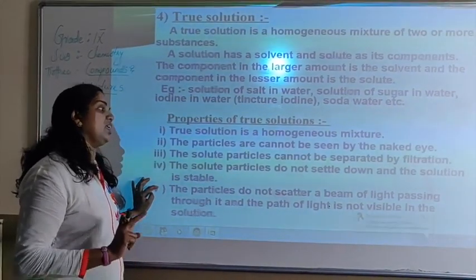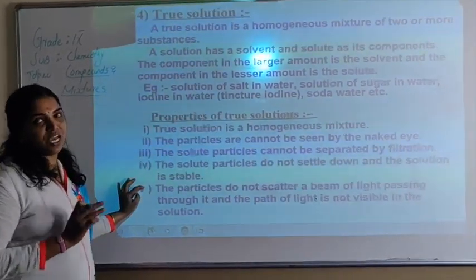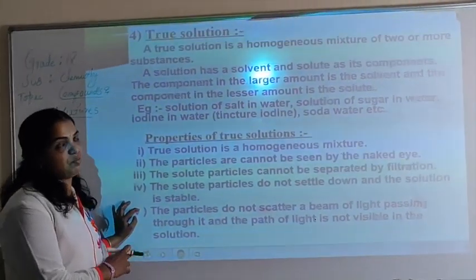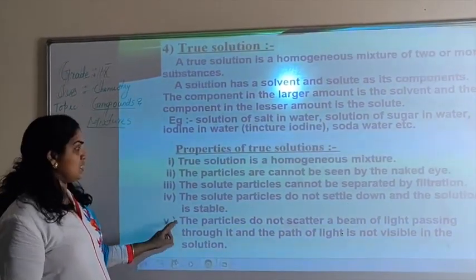Particles do not scatter a beam of light passing through it, and the path of light is not visible in the solution. This we have discussed in the case of homogeneous mixture. As the true solution is a homogeneous mixture, we will show the properties also just like that.